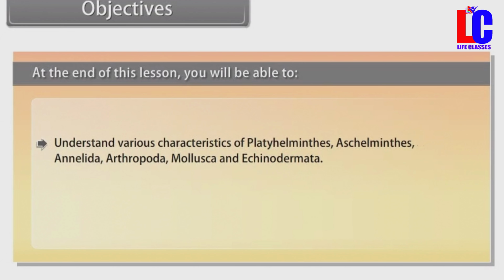Objectives. At the end of this lesson, you will be able to understand various characteristics of Platyhelminthes, Aschelminthes, Annelida, Arthropoda, Mollusca and Echinodermata.